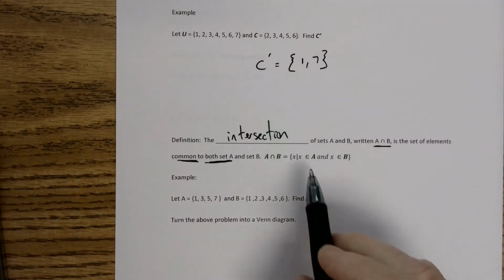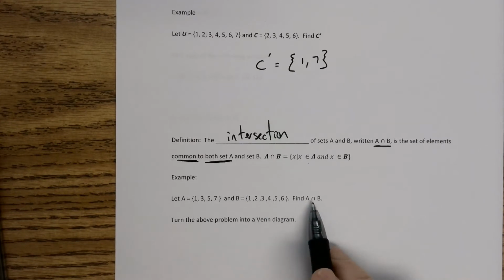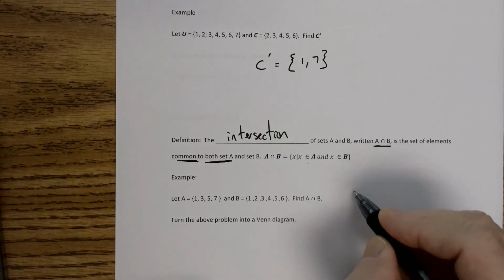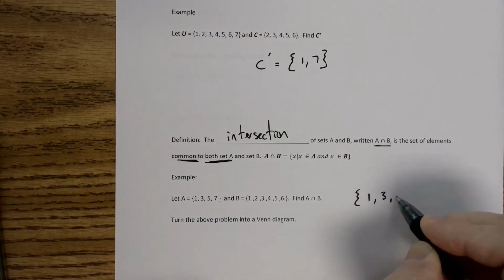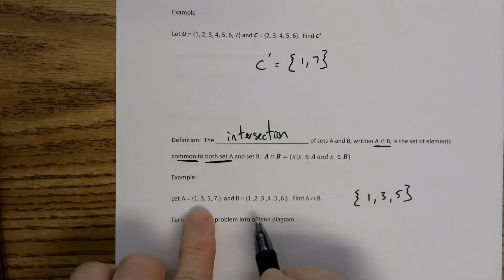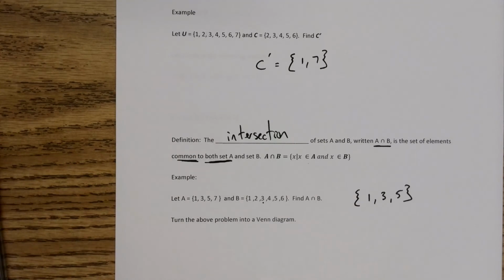All right, so here's A, here's B. What's in A intersect B? 1, 2, 3, 5. One's in both of them, three's in both of them, five's in both of them. Piece of cake, right?